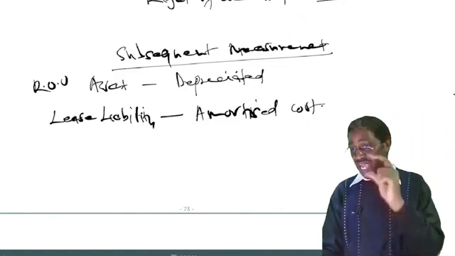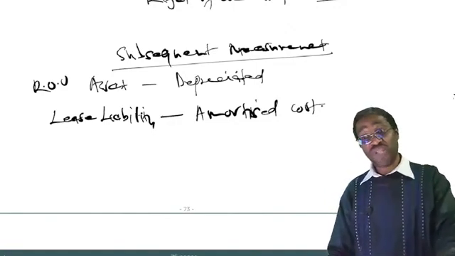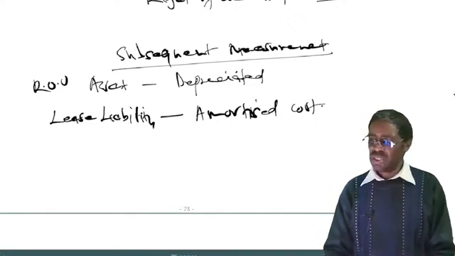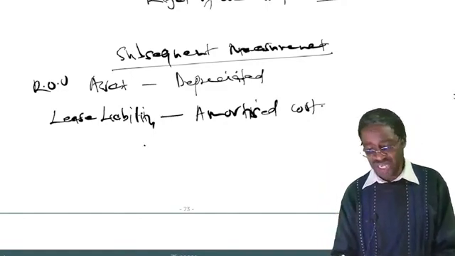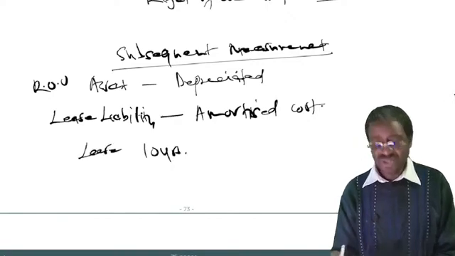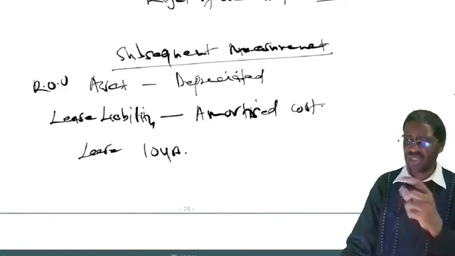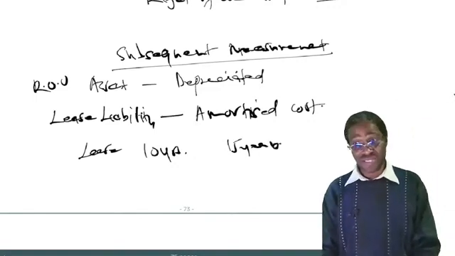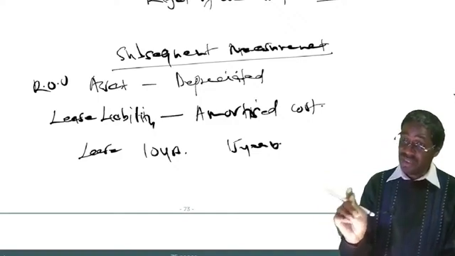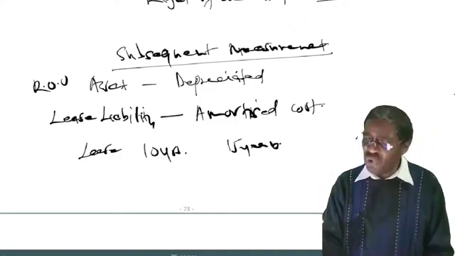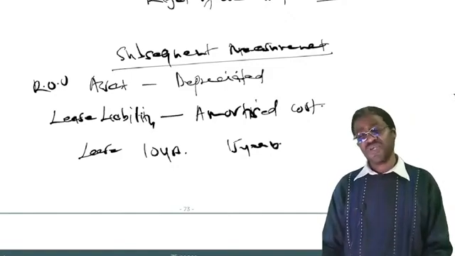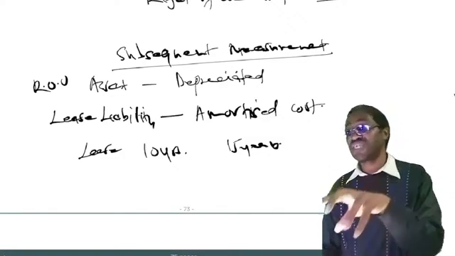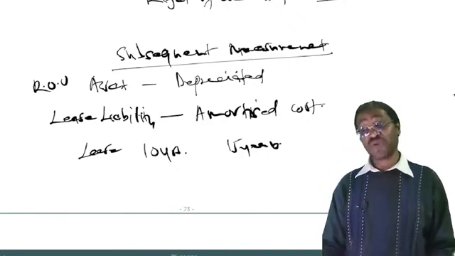Now, for the asset, I want to explain another key point. For the asset, which has to be depreciated, the question is this. You may lease a machine for 10 years, but the useful life of that machine is 15 years. So you, as a lessee, should you depreciate it over 10 years or over 15 years? That's an important question I want to answer.